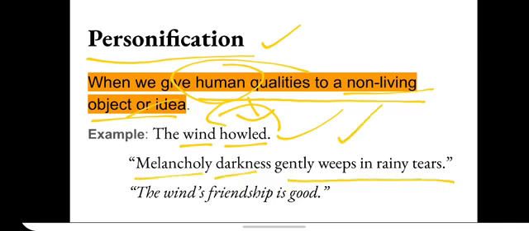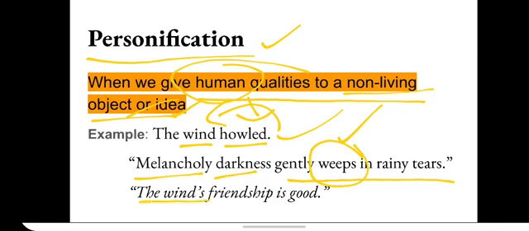So weep means cry, and we know what cry means. Now darkness cannot cry. Darkness is an idea and it cannot cry. Here darkness means cloud, and cloud does cry, but we have used personification. We have given one human quality to a non-living object.